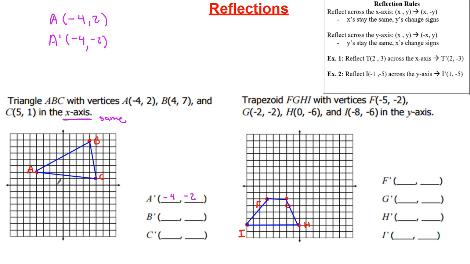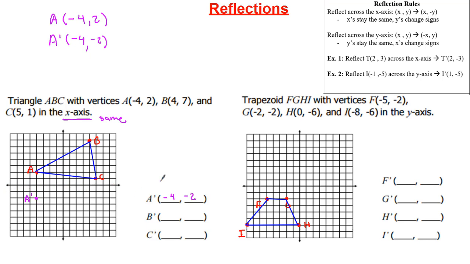So let me plot that. 1, 2, 3, 4, and 1, 2. Right? So we have A prime. Okay, this is interesting. Because if you see A here, A prime here, what axis is it jumping across? It's jumping across the x-axis.